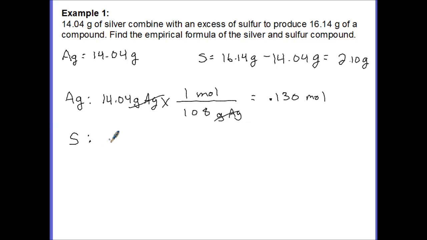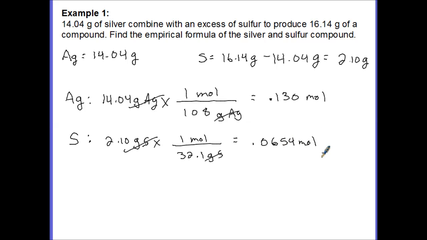Let's do the same thing for the sulfur. For sulfur, we have 2.10 grams of it, and we look on a periodic table. Its molar mass is 32.1 grams per mole. We're going to flip that around, so 1 mole is on top and the 32.1 grams of sulfur is on the bottom. My units cancel, and when I do that, I get about 0.0654 moles. Alright, so that's step 2.